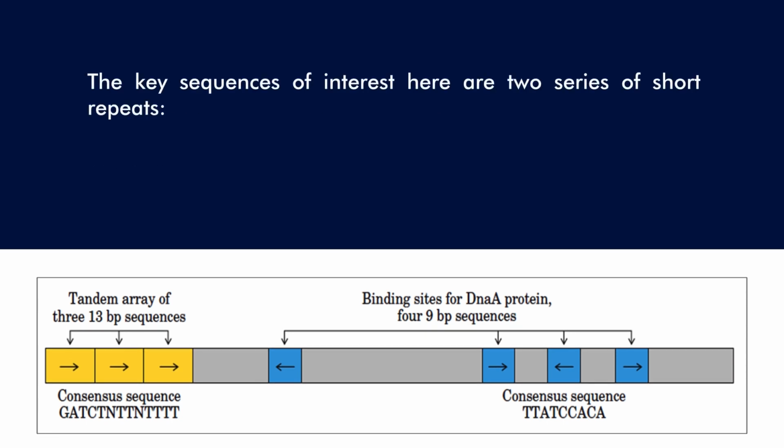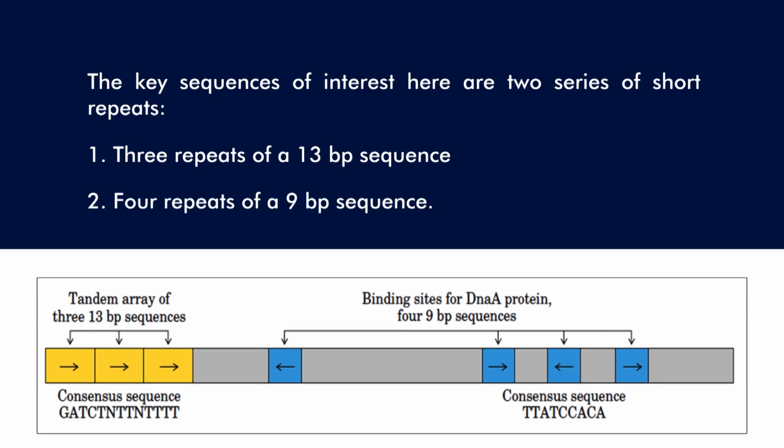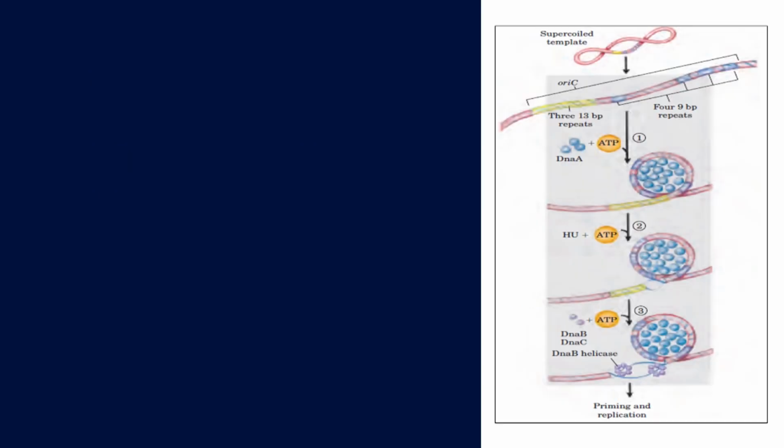The key sequences of interest here are the 2 series of short repeats, that is 3 repeats of 13 base pair sequence, which is yellow in color, and 4 repeats of 9 base pair sequence, which is blue in color. Both repeats have their own conserved sequences. First protein binds to 9 base pair sequences. You can see in the figure, which is in slide number 8 under initiation heading, showing 4 repeats of 9 base pairs and 3 repeats of 13 base pairs. In the next figure, you can see the binding of different proteins.